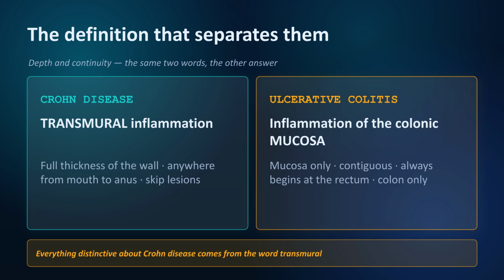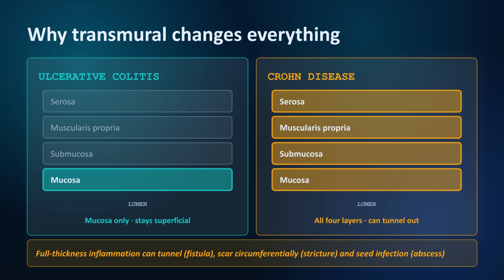Write both definitions out from memory until they are automatic. Look at the two panels again. On the left, ulcerative colitis. Only the mucosa is inflamed. The inflammation stays superficial and cannot leave the bowel. On the right, Crohn disease. All four layers are lit up: mucosa, submucosa, muscularis propria, and serosa.